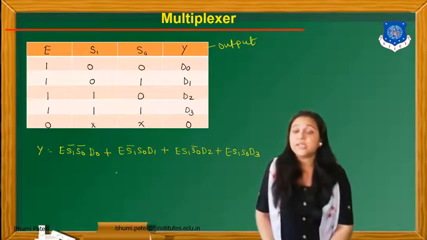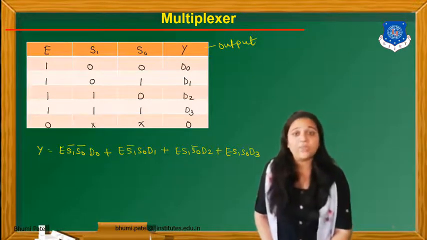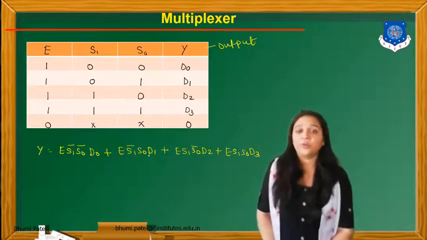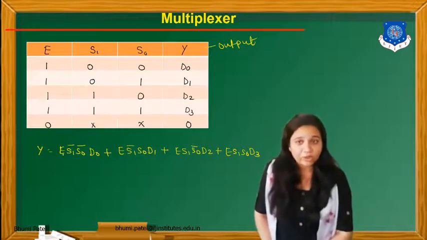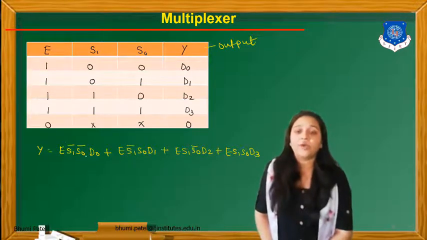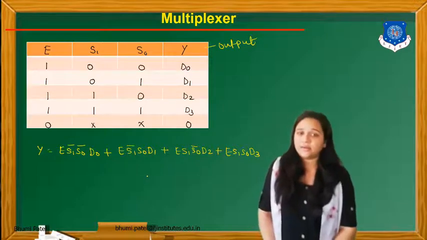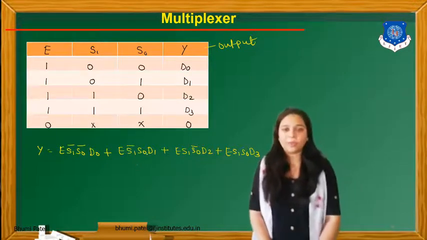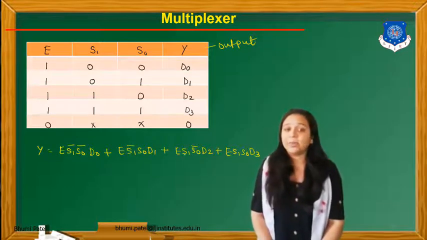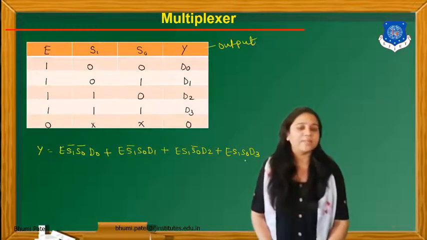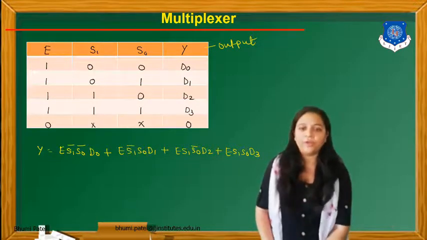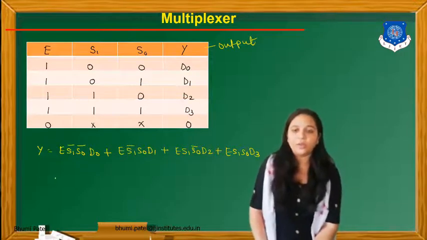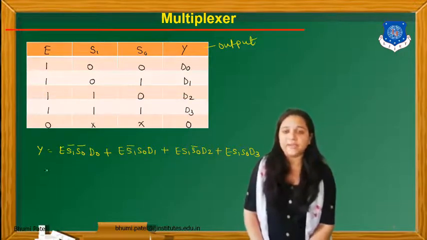So what is the equation for the output? The output depends on all 4 inputs, so we can write the equation in this manner. Enable is compulsory on. So E S1 complement S0 complement D0, this is my first condition. For the second, plus E S1 complement S0 D1, plus E S1 S0 complement D2, plus E S1 S0 D3. Now, if we want to take enable as a common term, we can write the equation in this manner.